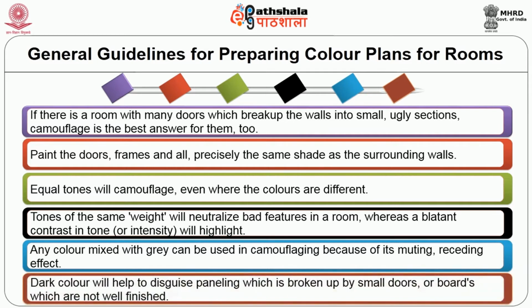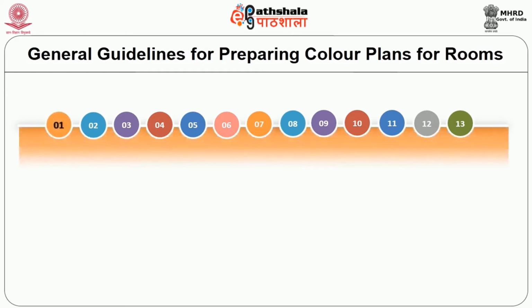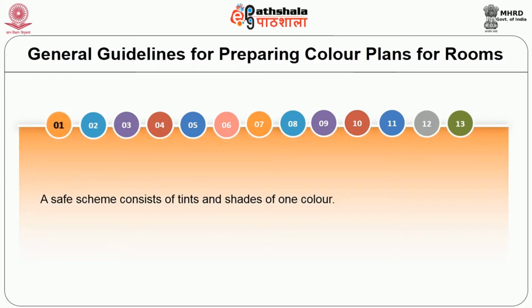Dark colors will help to disguise paneling which is broken up by small doors or boards which are not well finished. The following points can be of help to a person to organize and decide the color schemes for their rooms. A safe scheme consists of tints and shades of one color.